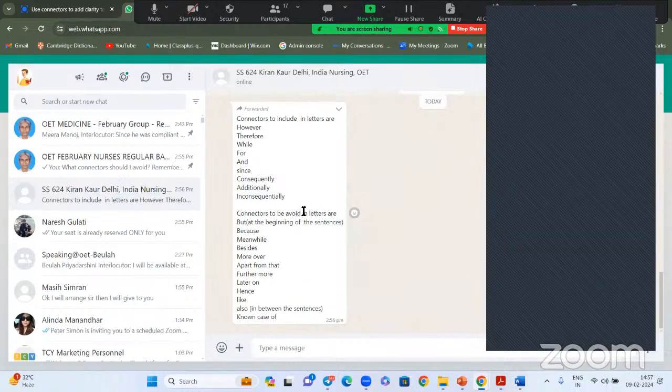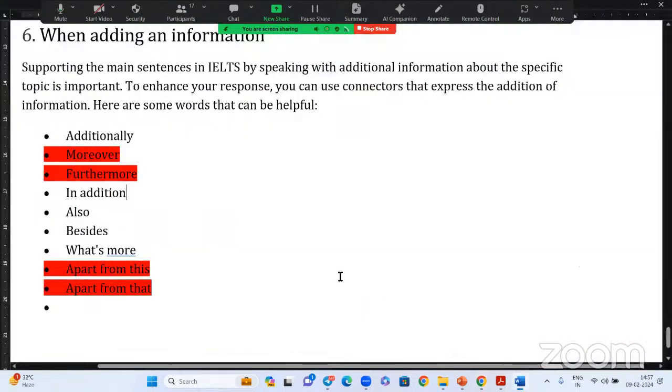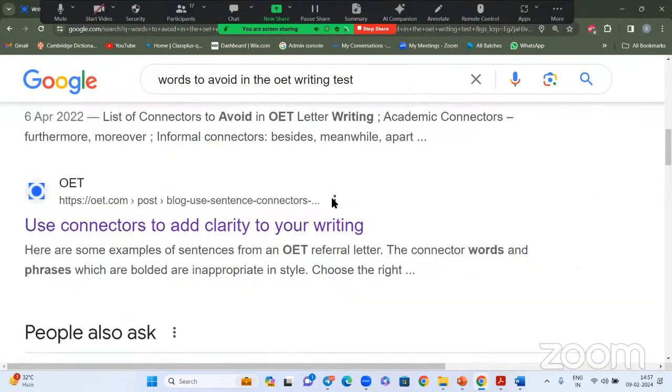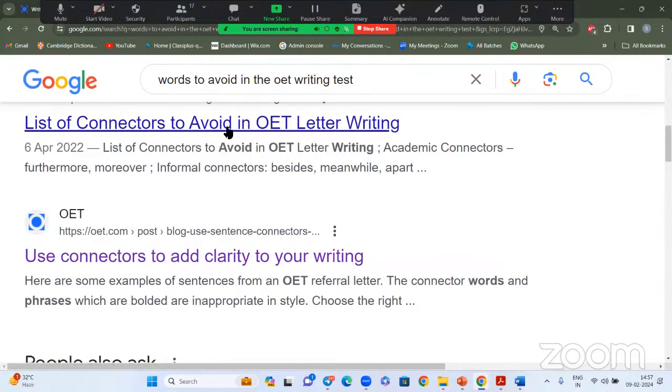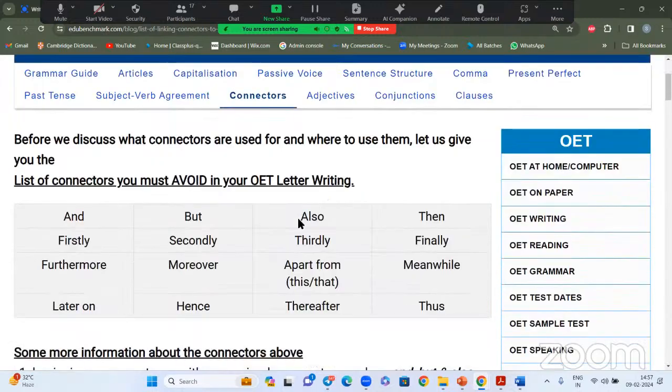Kiran has written already. Okay, fine. Connectors to avoid. Good. So now next, additionally. Besides this also don't use, that's what he's telling. Besides, words to avoid. List of connectors to avoid in OET letter. EduBench, yeah, let us take those things.